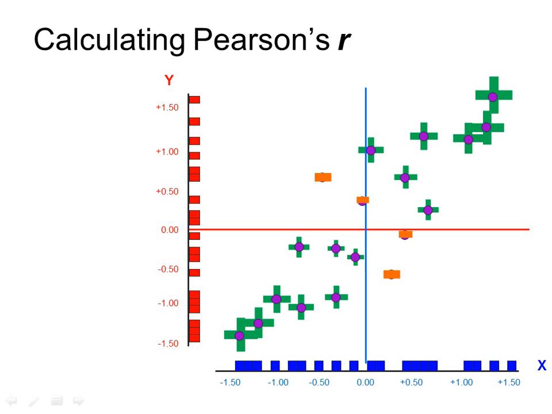And so you can see if the stuff is falling along a diagonal line like this, you're going to get a positive number. If it's falling along a diagonal line like this, you're going to get a negative number for the correlation coefficient. And if it's all over the place, the pluses and minuses will cancel each other out, and you'll get a zero correlation.